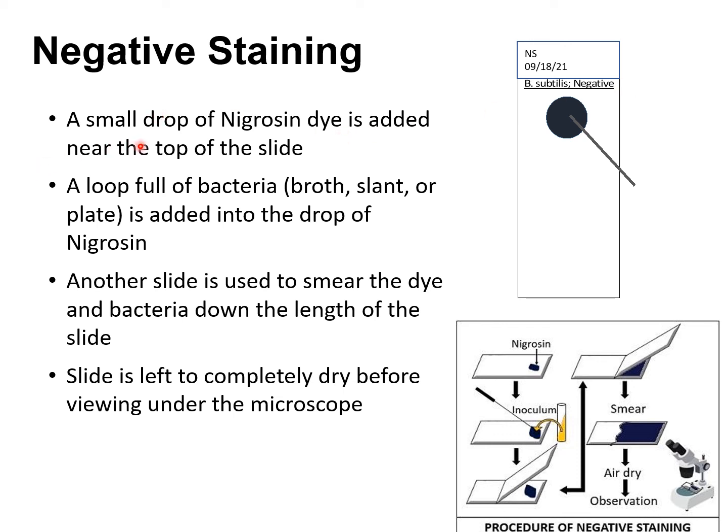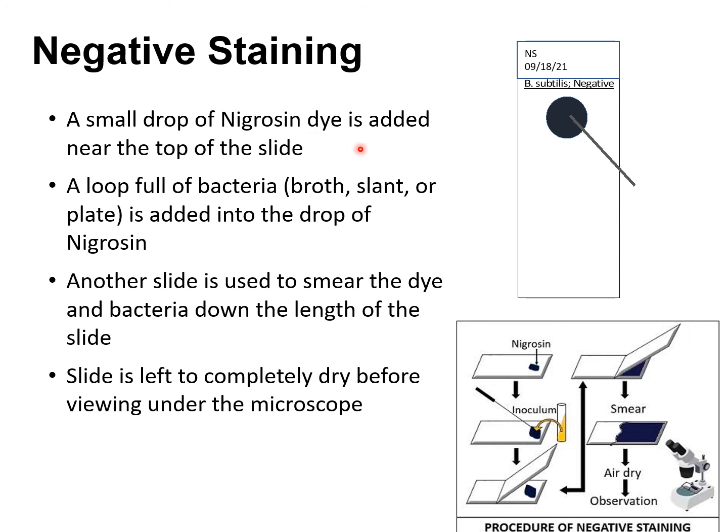Now with the negative stain, the procedure is a bit different. Instead of putting a drop of water on our slide, we don't do that. We put a drop of the dye right away. So you put a drop of the acidic dye. Remember, with negative stain, we use acidic dyes. An example of an acidic dye that we usually use in lab is called nigrosin dye. There's another one called India ink. So again, there are a bunch of negative stains out there.